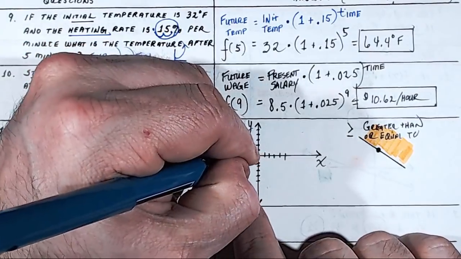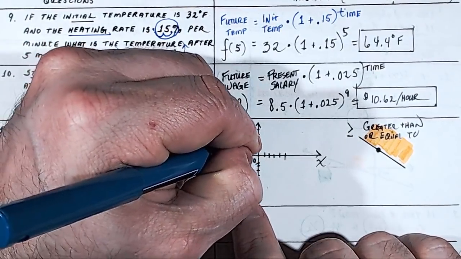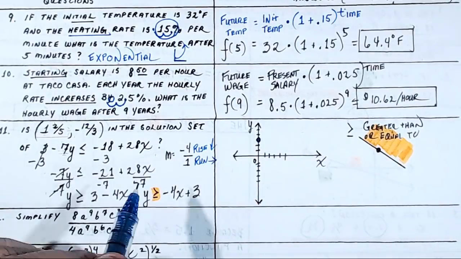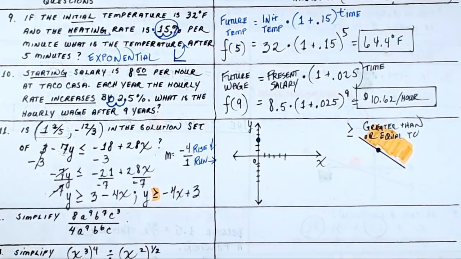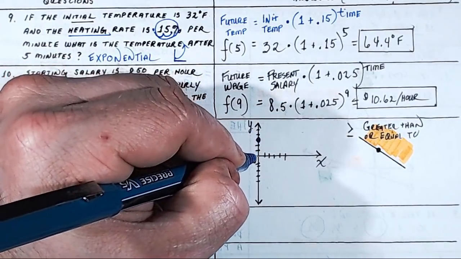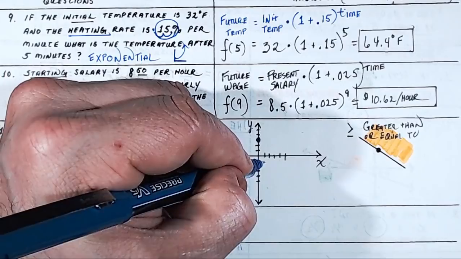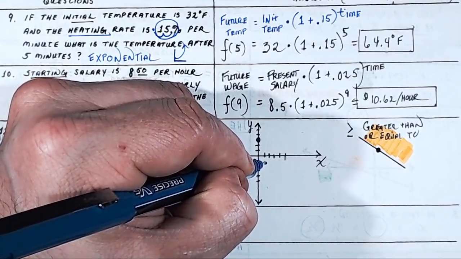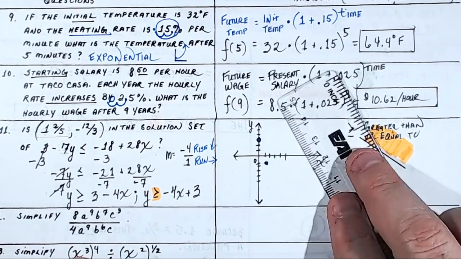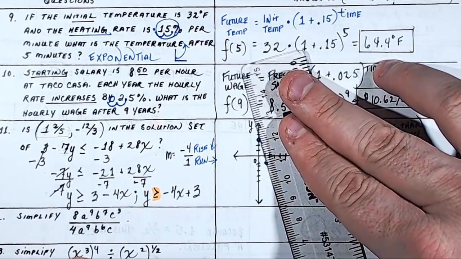So you start here and go up 3. 1, 2, 3. You can put a closed dot right there. And now we're going to play our rise over run game. We're going to go down 4 over 1. So down 1, down 2, down 3, down 4, over 1. We only need 2 points. We can just slide our ruler in there and connect those dots.